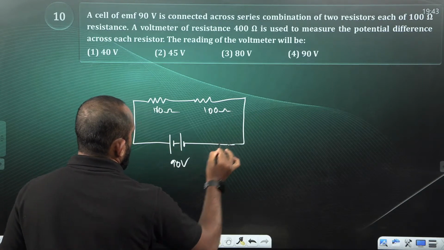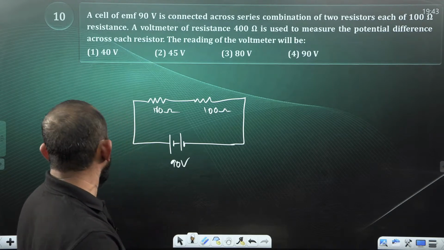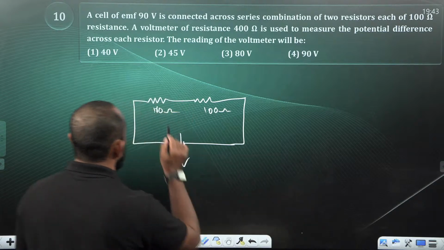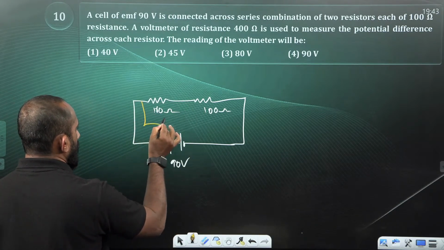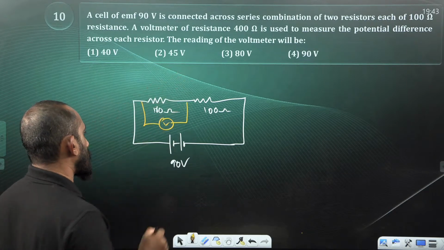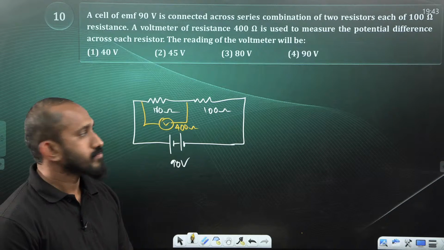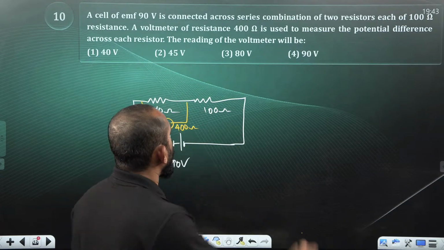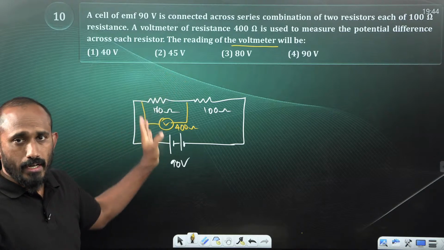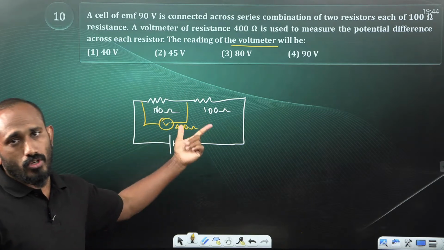And a voltmeter of resistance 400 ohm is used to measure the potential difference across each resistor. So you're connecting a voltmeter here across any one, you can take it. For example, here you connect the first one, and this voltmeter has a resistance, how much? 400 ohm. Then the reading of the voltmeter will be, so what is the voltage across 100 ohm? You have to find out. So if you get the current through that, you'll get that. So to get the current, net resistance you have to get.